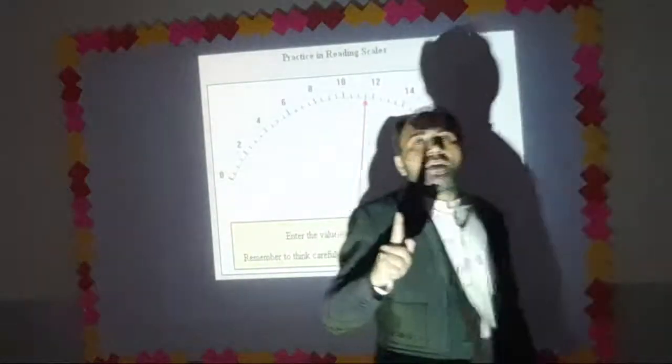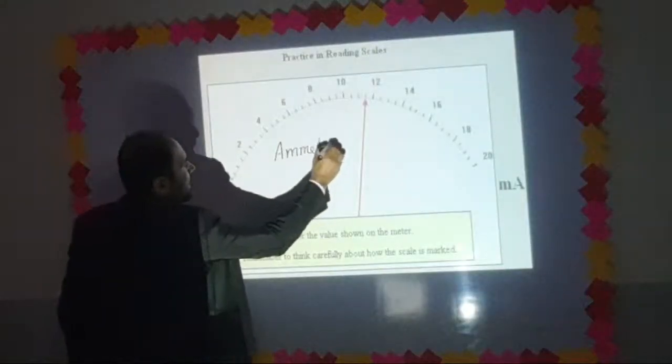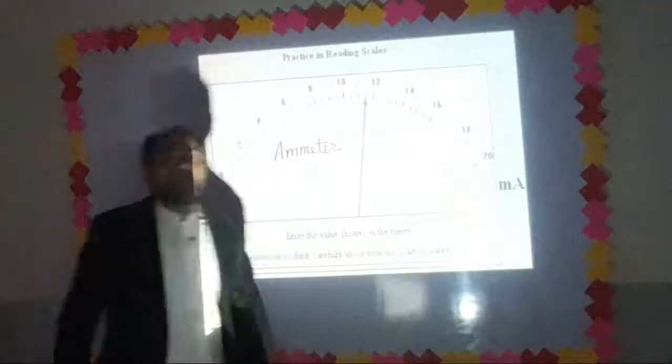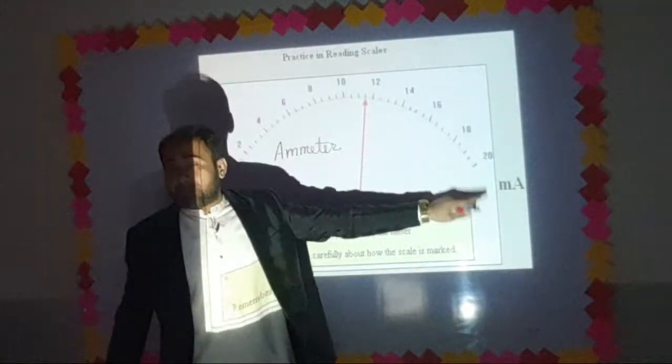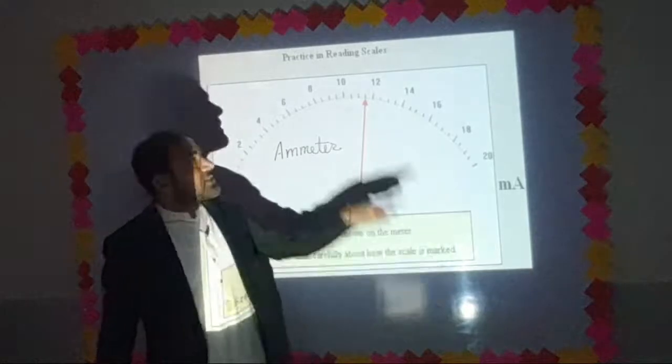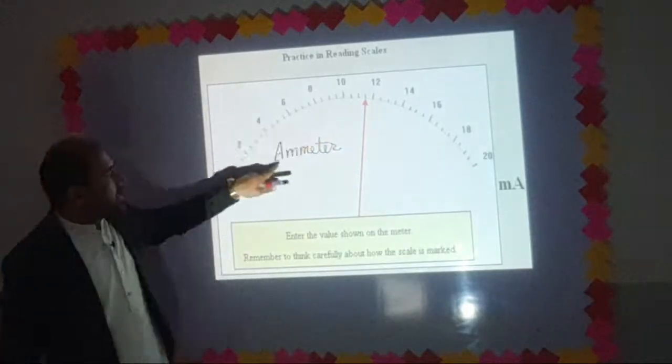One thing. If you have been asked a question regarding taking the reading from an instrument, 3 points are important. Number one, you must be able to name the instrument. So this is an ammeter. We can name the instrument by having a look at the units being measured by it. As this instrument is measuring milliampere, and ampere is the unit of current, this instrument is measuring current, so it must be an ammeter. This was the number 1 point.